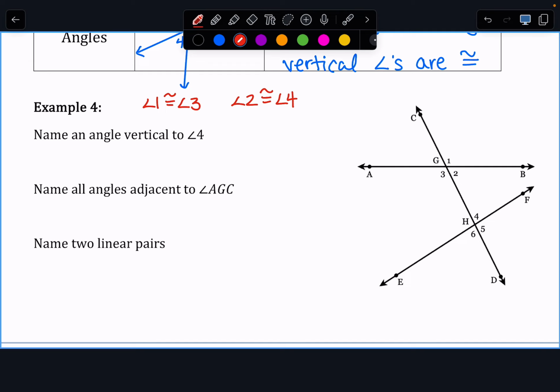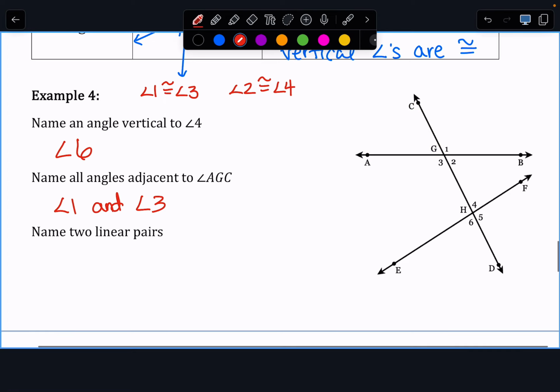Okay. Aaron, who is vertical to angle 4? Angle 6. Does anybody disagree with Aaron and Ethan? Okay. Logan, give me one of the angles adjacent to AGC. Give me one. Okay, 1. Ella, give me another one. Angle 3. Okay. Anybody disagree with angle 1 and angle 3?